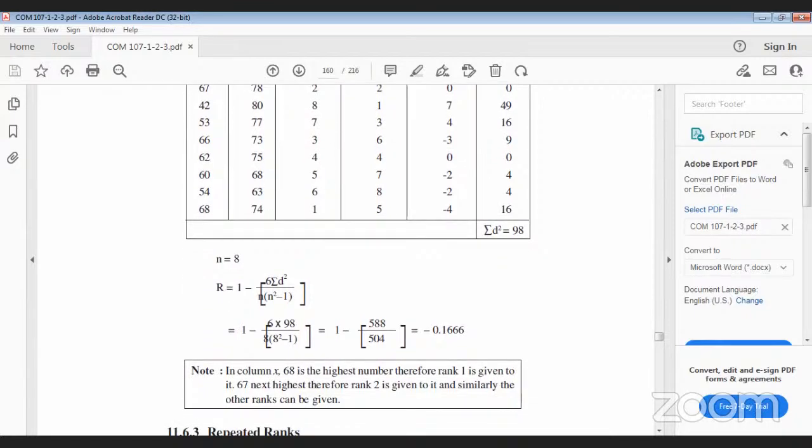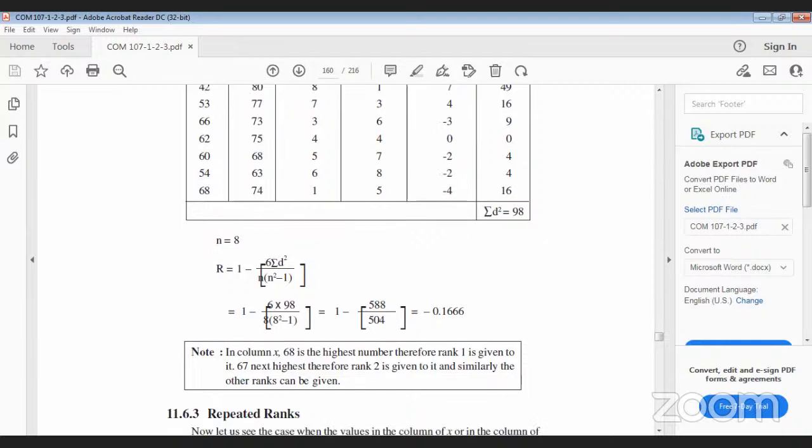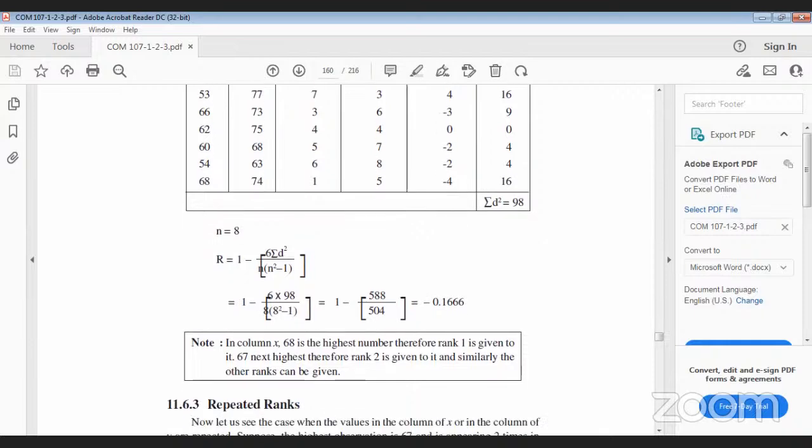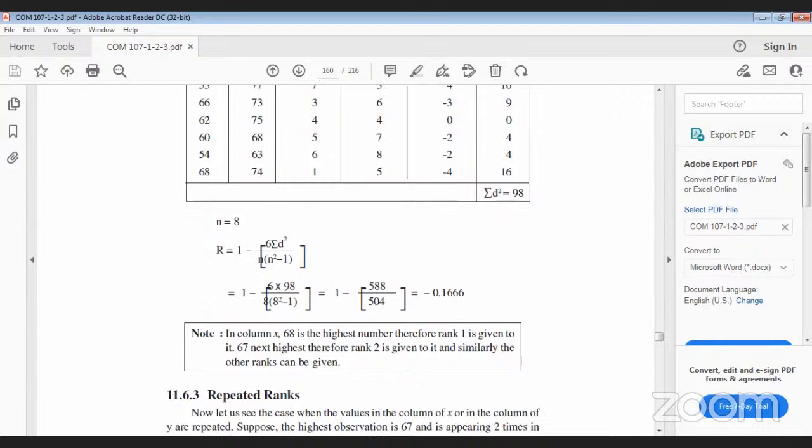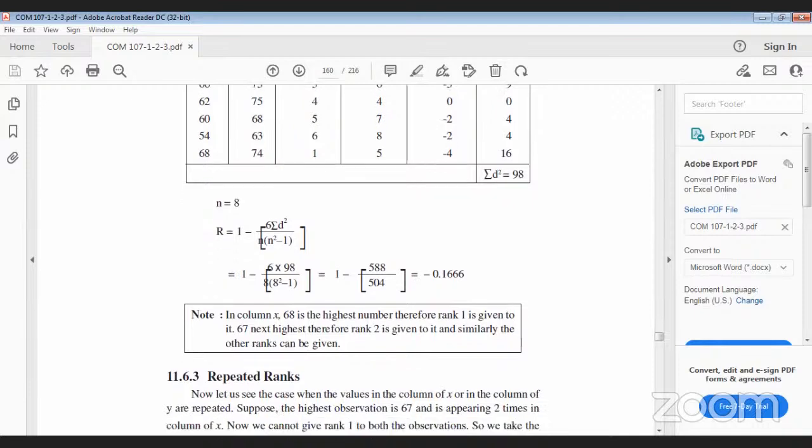That means in column x, 68 is the highest number, therefore rank 1 is given to it. 67 is the next highest, it has second rank. In this way, the ranks are given here. Sometimes there are repeated ranks, that means the same values appear more than once.